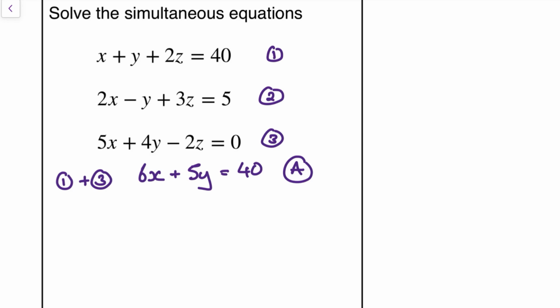Next one. So I now need to combine two other equations in order to get rid of z again. So let's just do the easy one. Let's do 3 times equation 1, I should say, and let's just do 2 times equation 2.